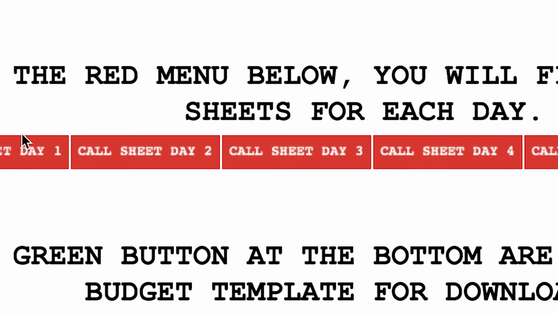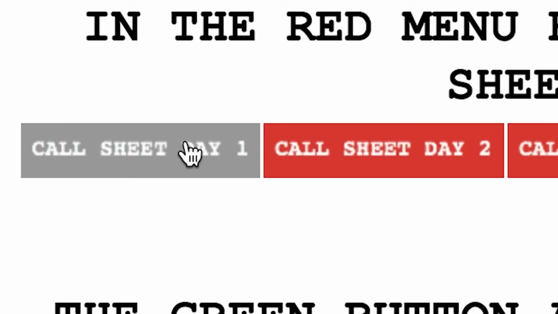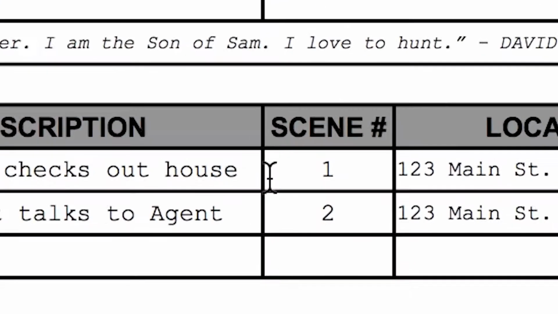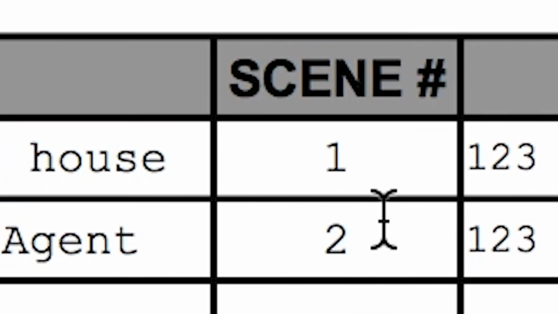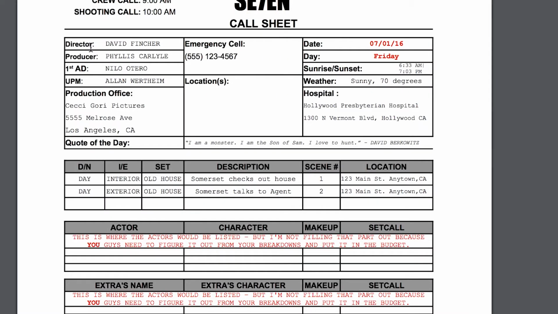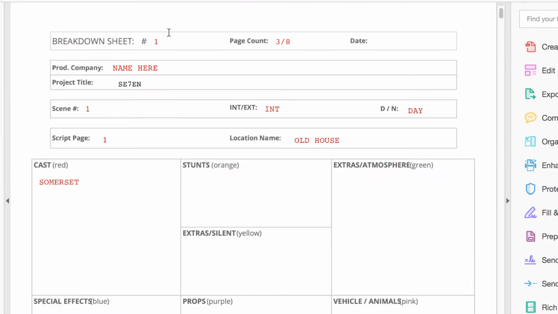Back on our website, open up the call sheet, and let's look at the first day. See what scenes we're shooting. We're shooting 1 and 2. So now that we know we're recording scenes 1 and 2 on day 1, we can use your breakdown sheets to find out what we need for day 1.